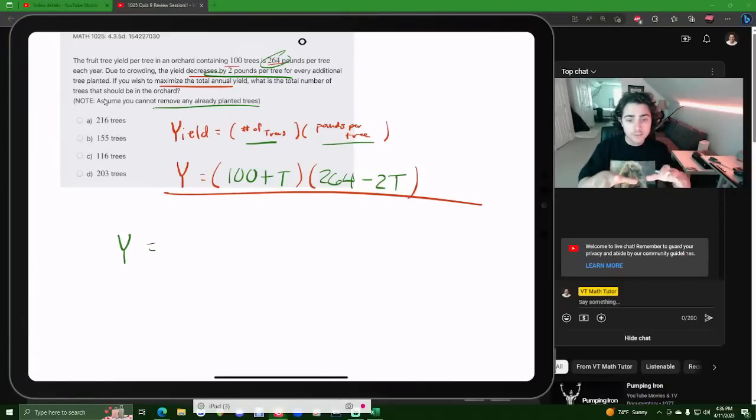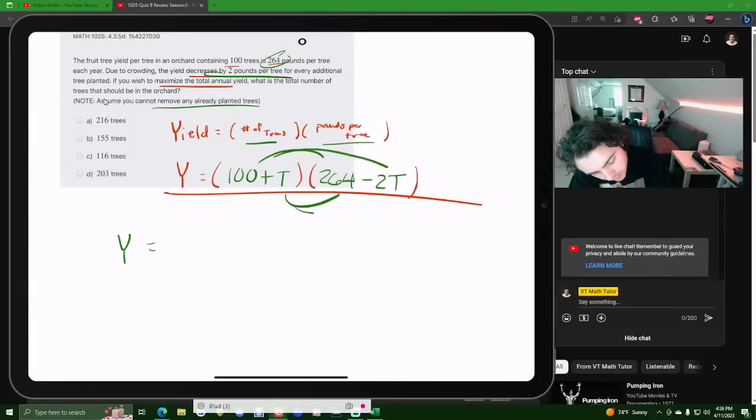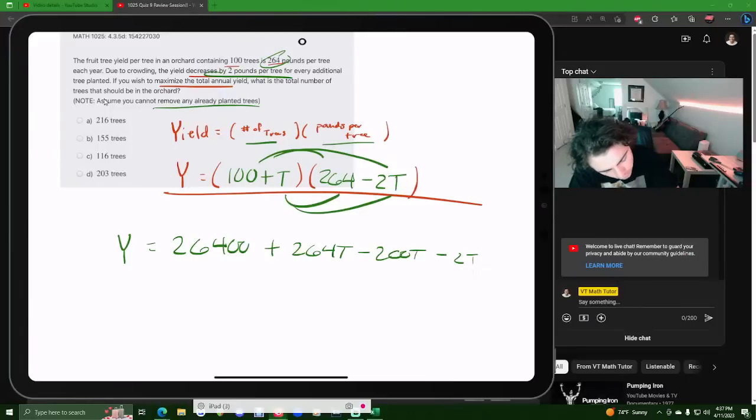All right, this is the function that we're finding a max of. This is the yield we want to find a max of. So to find a max of any function, like we were kind of doing at the start of this session, we want to take the derivative of this function and set it equal to 0 and solve for t. So before we do that, so we don't have to do the product rule, I would recommend distributing everything or foiling everything out. So when we do so, we get 26,400 plus 264t minus 200t minus 2t squared.